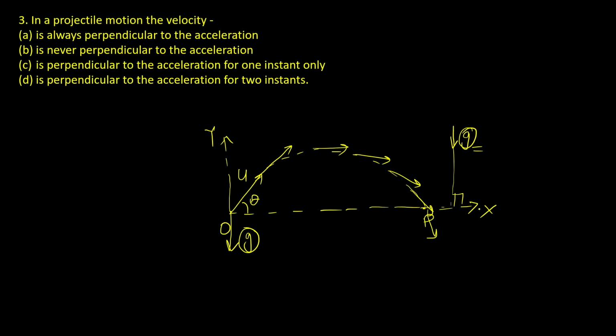When the velocity is horizontal, then only that will be perpendicular to the acceleration. And in the whole trajectory of this projectile, there is only one point at which velocity is horizontal, and that is at the highest point, at this point. So only at this point, this velocity is perpendicular to the acceleration. So the answer is C. In a projectile motion, the velocity is perpendicular to the acceleration for 1 instant only.